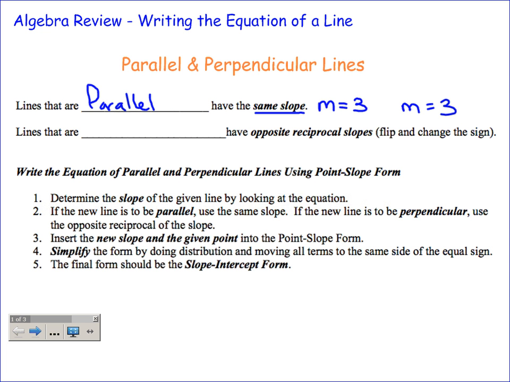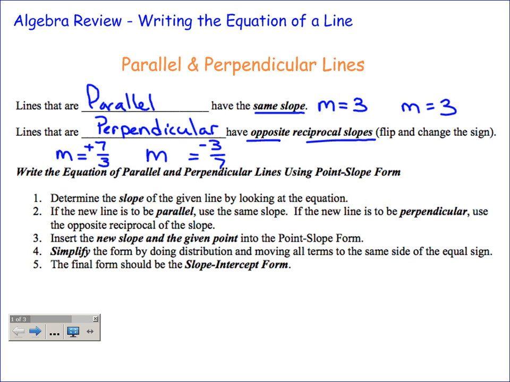Lines that are blank have opposite reciprocal slopes. What that means to me is that if a slope was 7/3, then the other slope would turn out to be 3/7. That would be the reciprocal. And opposite, since this one was positive, this next one will be negative. Opposite reciprocal slopes, those are perpendicular lines.